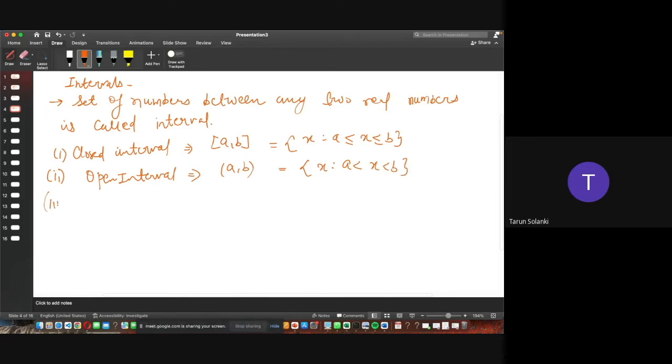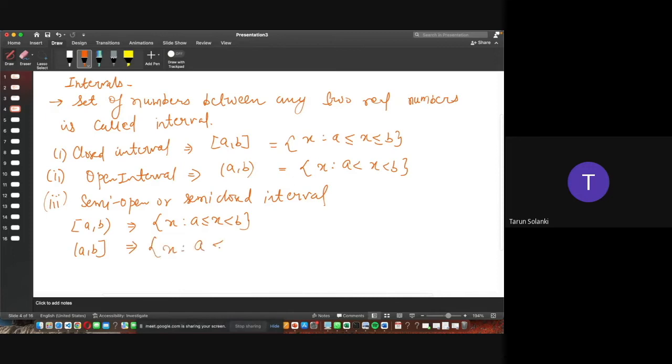And one more is there, which is the semi-open or semi-closed interval. Suppose A to B. Okay, so that means X is including your A only, and in the other case X is including only B, not A. Okay, so you can note down this.